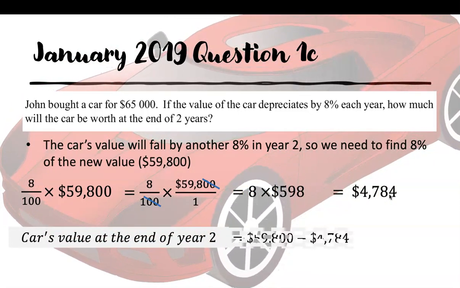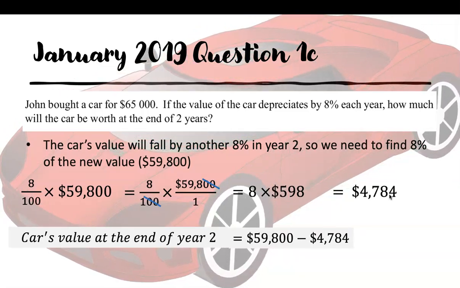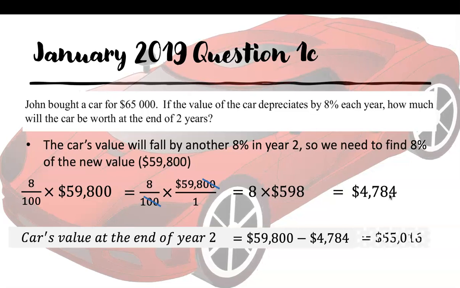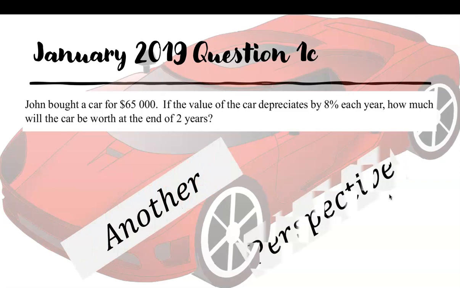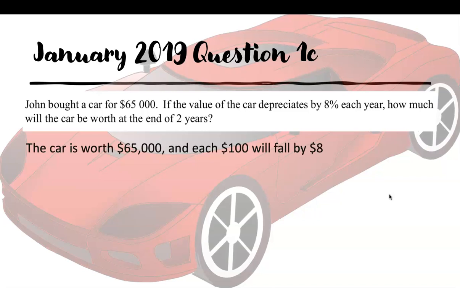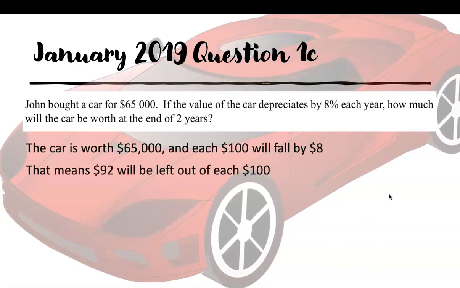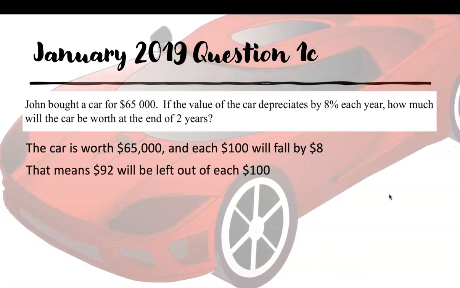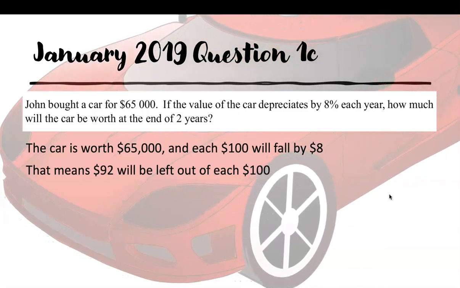Alright, so the car's value at the end of the second year will be 59,800 minus the 4,784 lost to give us $55,016. Alright, so this will be the value at the end of year 2. Now, another perspective on this is that the car is worth $65,000. Each $100 will fall by $8. So if each $100 will fall by $8, that means we will have $92 left out of each of the $100 bills.